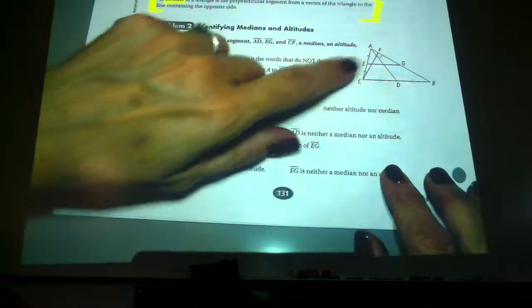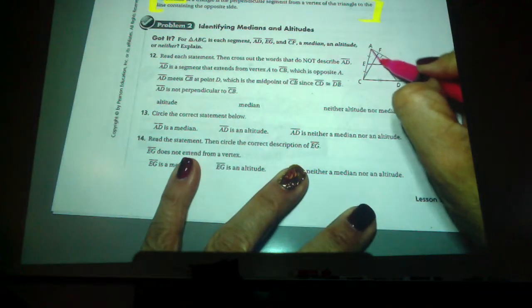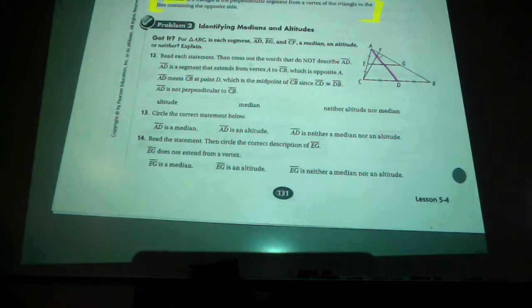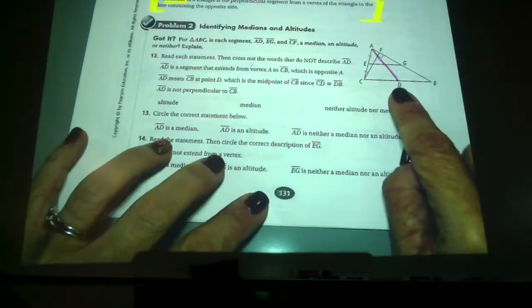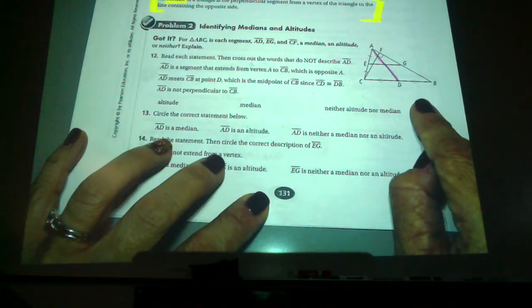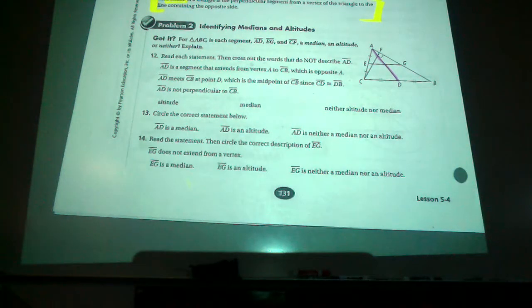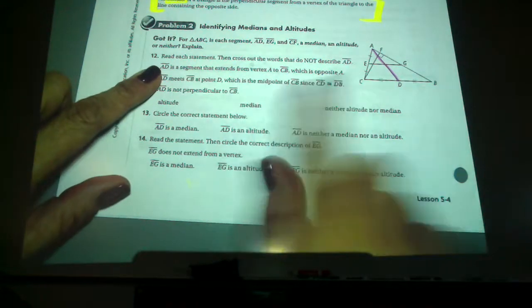All right, so look at number 12. And number 12 is kind of a weird question. It says, read each statement, then cross out the words that do not describe AD. Just looking at the picture, what's AD? How do you know it's a median? What are the characteristics that you see? It comes from a vertex, and D is the opposite side's midpoint, and it touches D, right? So we want to cross out anything that doesn't describe AD itself.